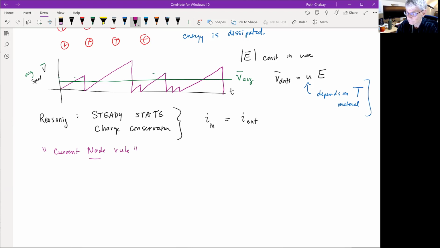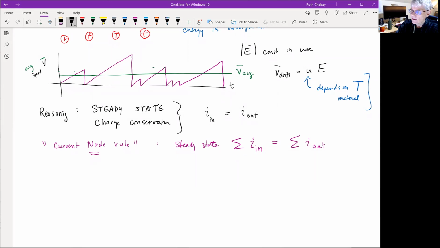Well, a node is just someplace in a circuit where you're interested in how much is coming in and how much is going out. And we can write that in the steady state, the sum of the number of electrons per second coming into a node is equal to the sum of the electrons per second going out of a node.